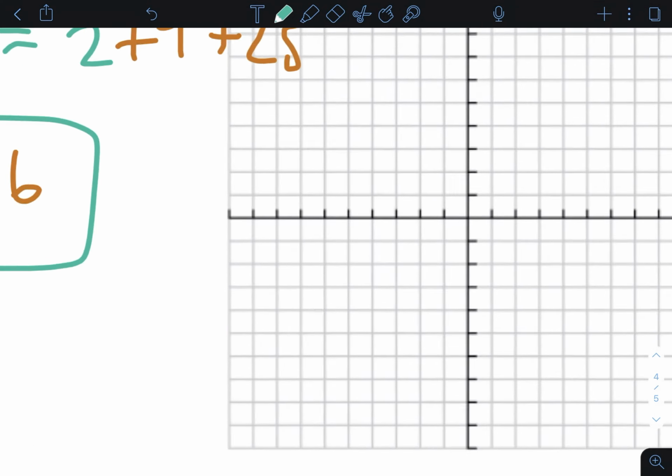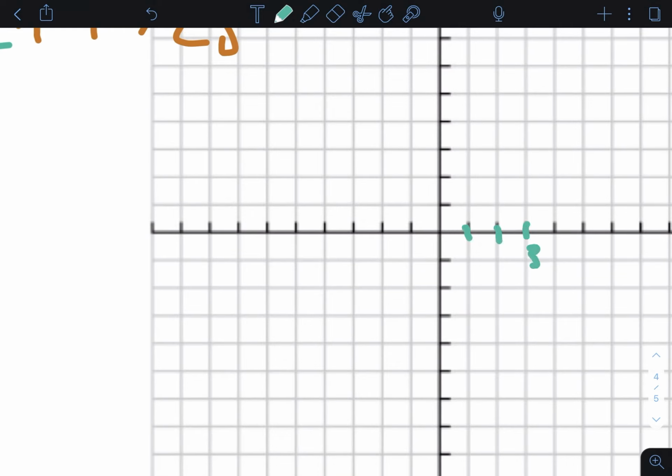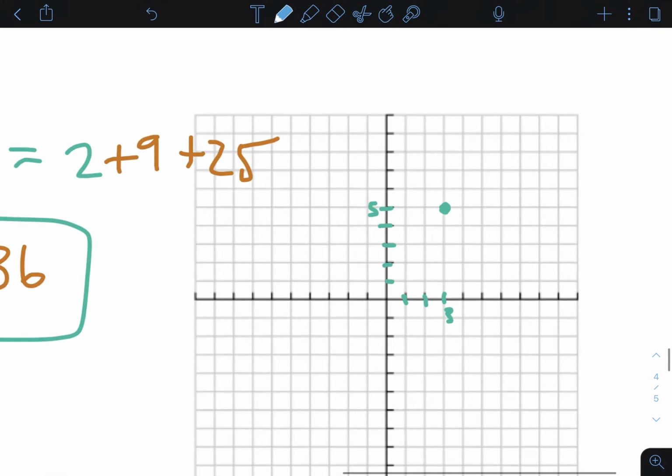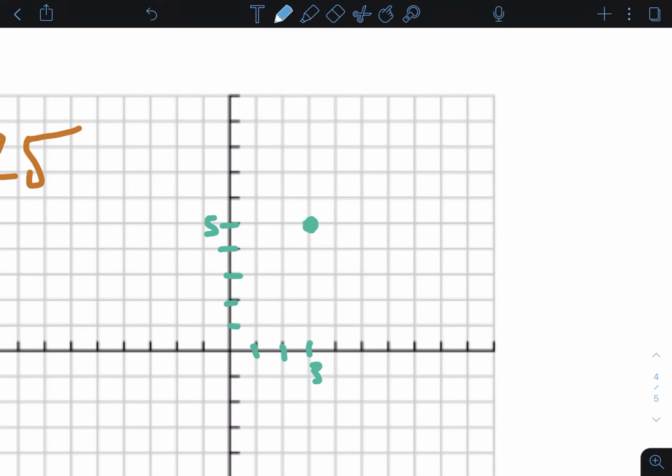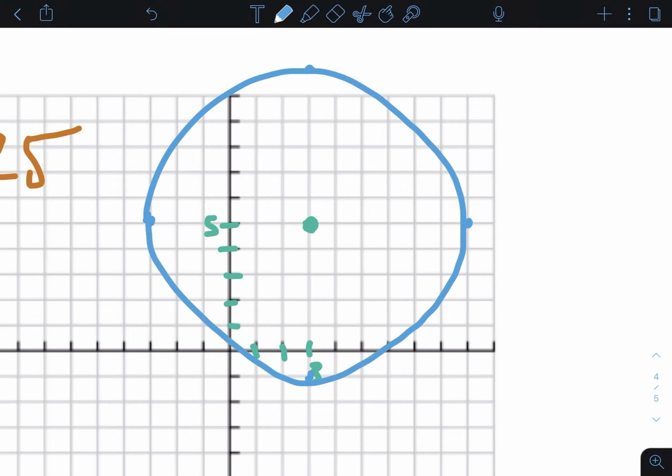So center 3, 5, 1, 2, 3, 1, 2, 3, 4, 5. That means we have a point right there. Let's switch color to draw in the radius. The radius is 6. So I just need to count out 6 in either direction. So 1, 2, 3, 4, 5, 6. There's 1 point. I had to go out a little bit there. Ta-da! There's our circle.